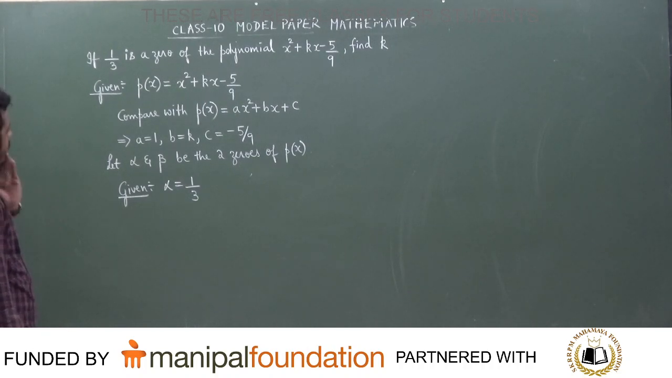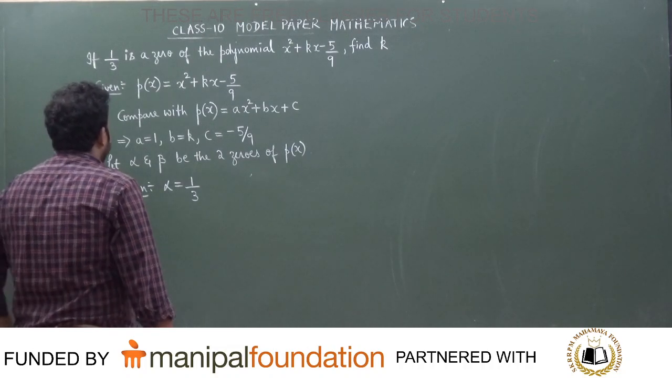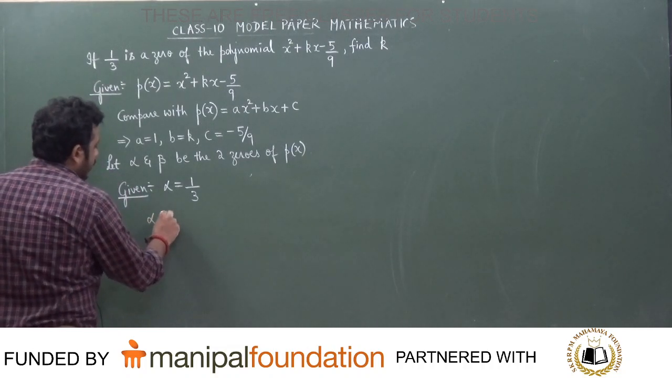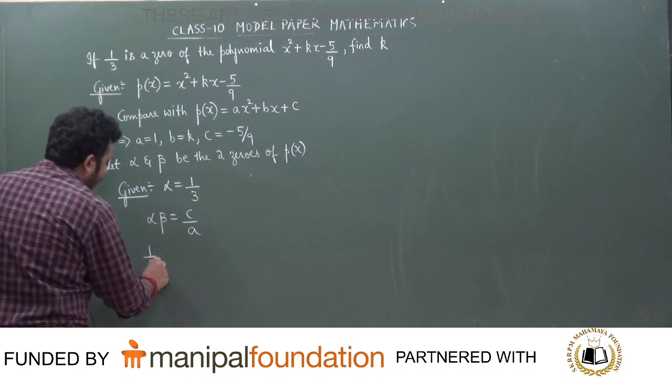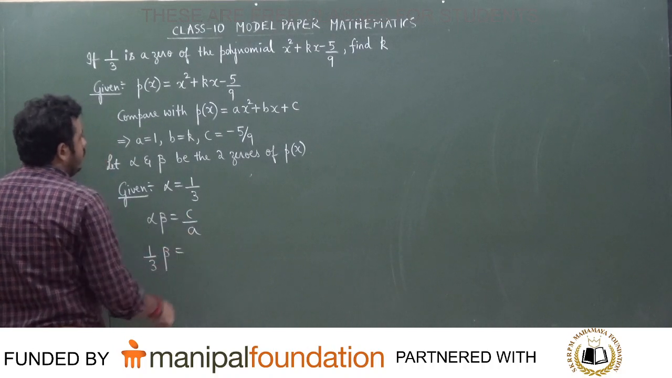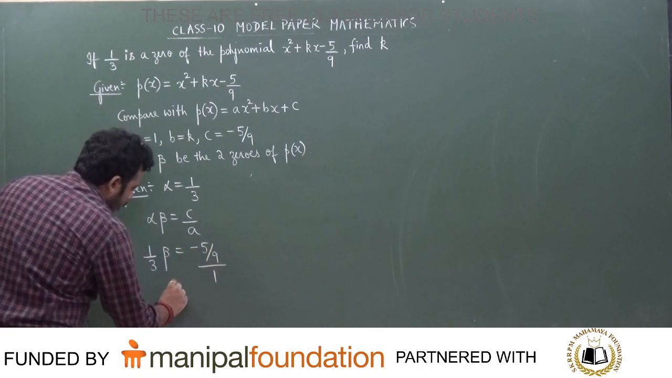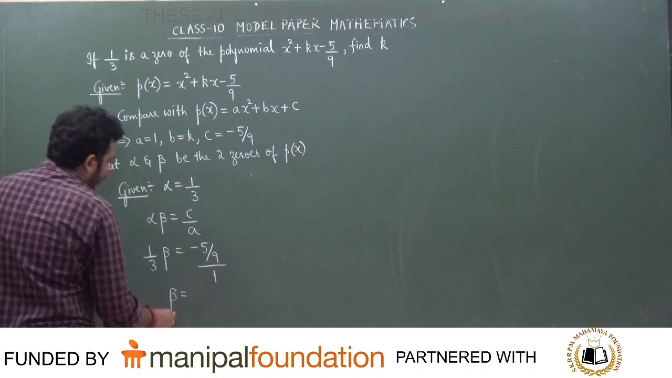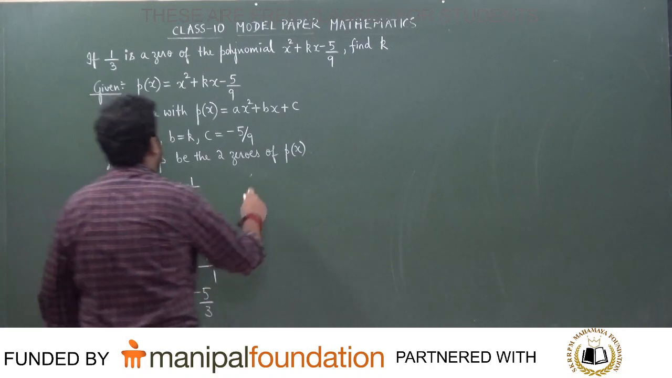So we can do it like this. We can do it directly. So tell me, what is alpha into beta? Alpha into beta is equal to c divided by a. Alpha is nothing but 1 by 3 into beta, that is equal to c by a, which is minus 5 by 9 divided by 1. So what will be the value of beta, students? Minus 5 divided by 3. Correct? Beta is equal to minus 5 by 3.